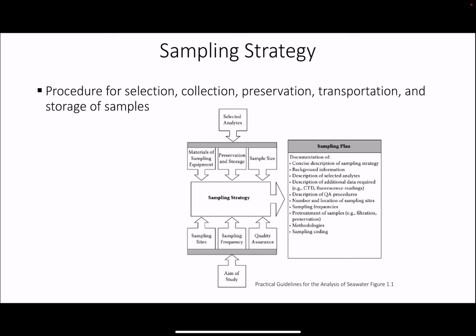You're not going to run out of seawater, although you will have to share, but at some point you have limited freezer space if, for example, you need to freeze samples. And so all of these things need to go into designing your strategy.